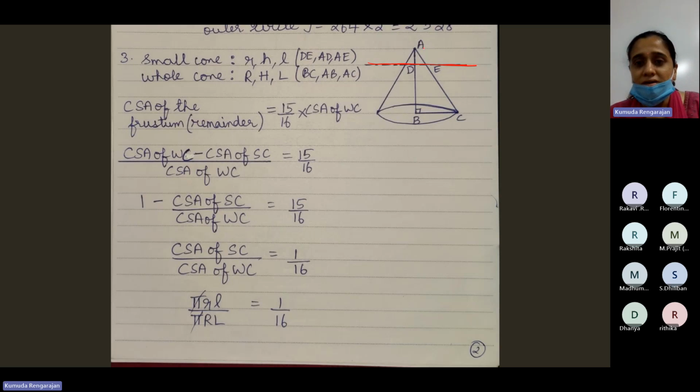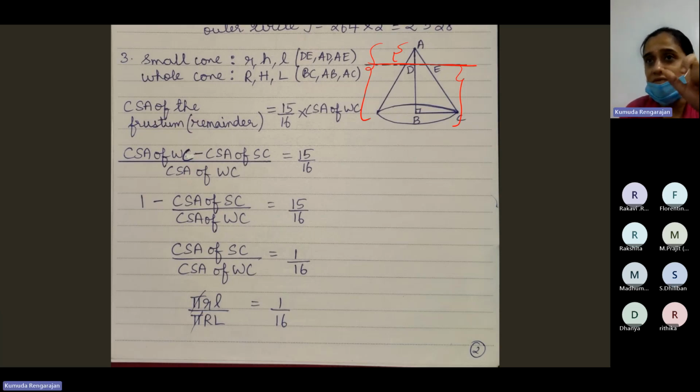All right. So this is the small cone. This is the whole cone. Now we are not talking about the frustum. This remaining portion is called the frustum, but we are not marking off anything of the frustum. So we are going to talk in terms of small cone and big cone.